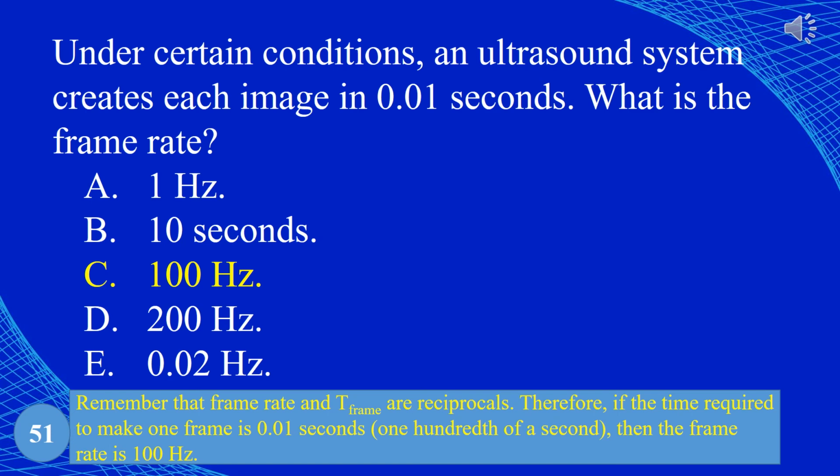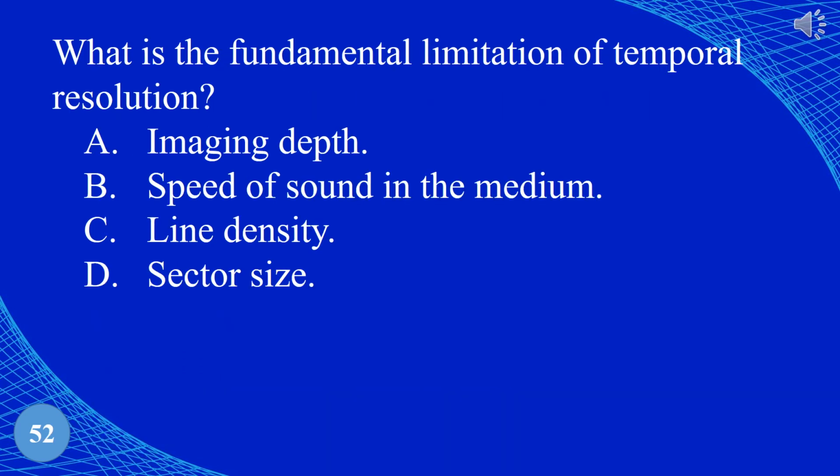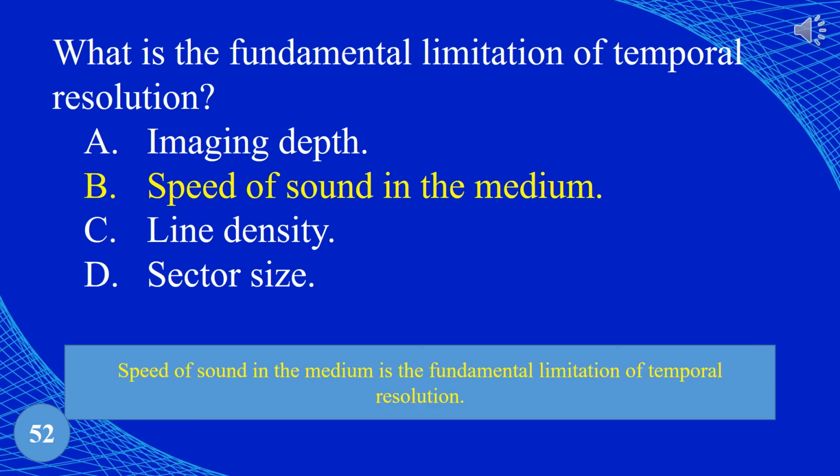is 100 Hz. What is the fundamental limitation of temporal resolution? A. Imaging depth. B. Speed of sound in the medium. C. Line density. D. Sector size. The answer is B. Speed of sound in the medium. Speed of sound in the medium is the fundamental limitation of temporal resolution.